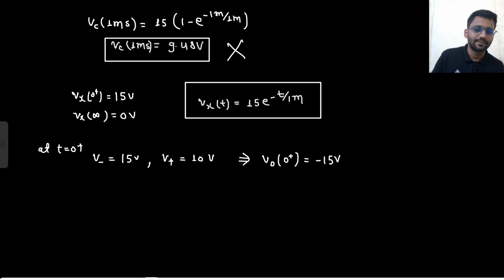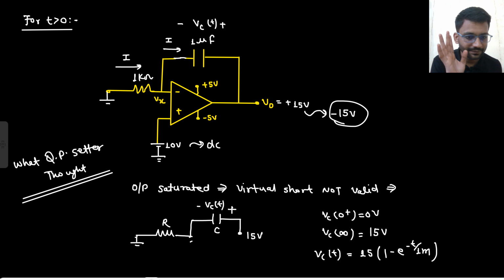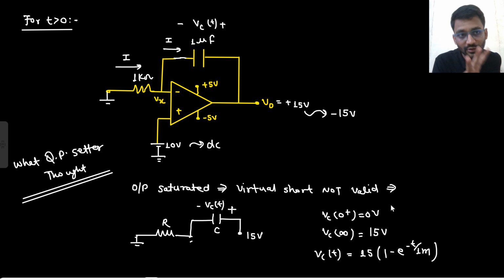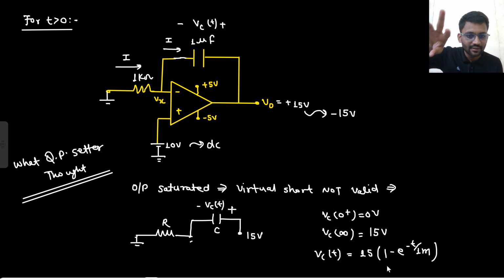Now tell me one thing. If it immediately went to minus 15 volt, then what happened in the circuit? Output is still saturated. Again, the concept of virtual short is not valid because output is saturated. What will be the Vx potential now at t equals 0 plus? All this happened at t equals 0 plus only. 15 and 10, output will be saturated to minus 15. It happened in 0 second because there is no slew rate, ideal op amp is there.